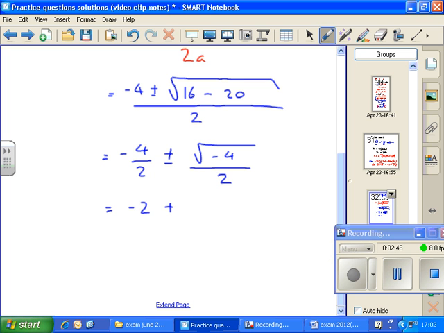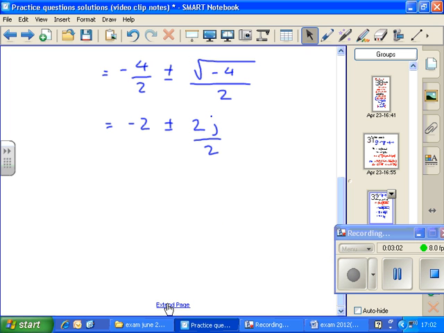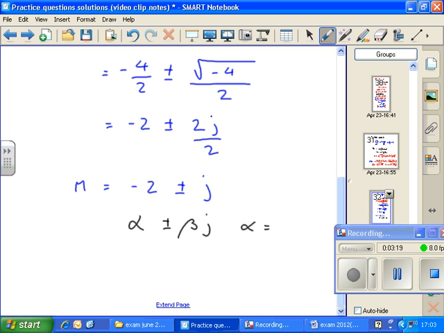Minus 2 plus or minus 2j over 2. Because minus 4 can be written as the square root of minus 1, which is j, times the square root of 4, which is 2. So of course this simplifies down to minus 2 plus or minus j. So the general solution has the form alpha plus or minus beta j. So from that we can see that alpha equals minus 2 and beta equals 1.